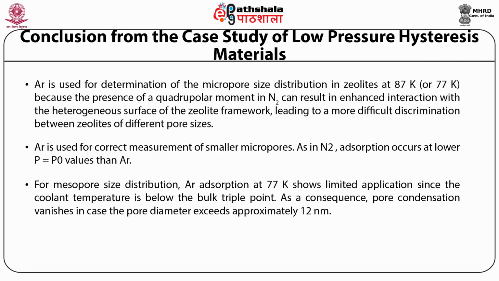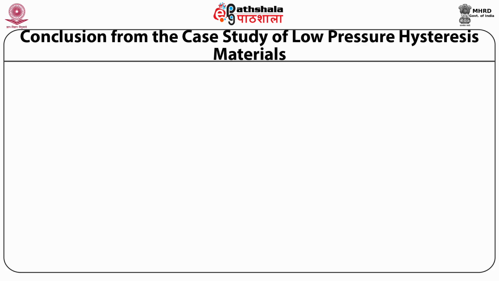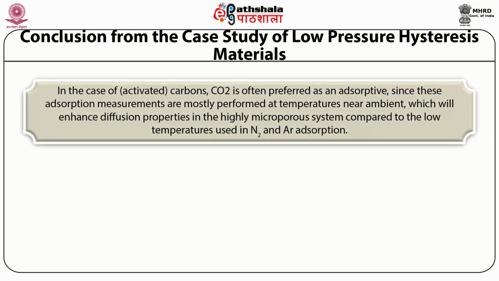As a consequence, pore condensation vanishes in case the pore diameter exceeds approximately 12 nanometers. In case of activated carbons, carbon dioxide is often preferred as an adsorptive, since these adsorption measurements are mostly performed at temperatures near ambient, which will enhance diffusion processes in the highly microporous system compared to the low temperature used in nitrogen and argon adsorption.